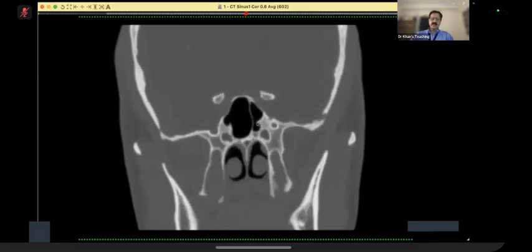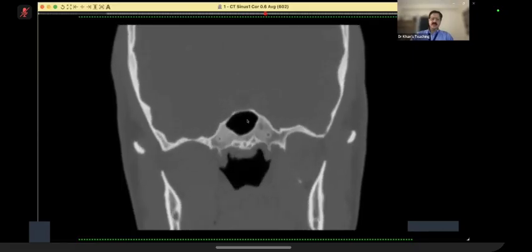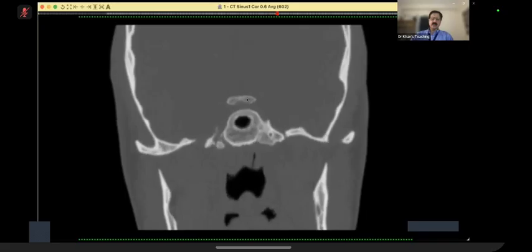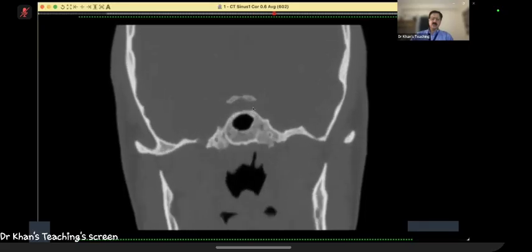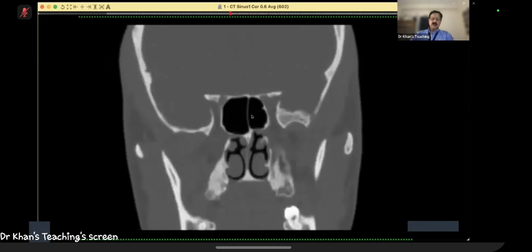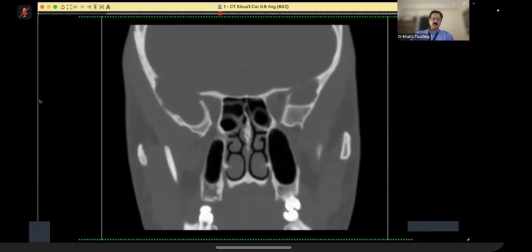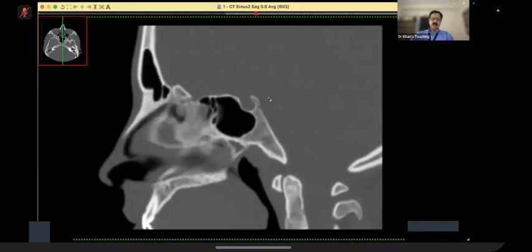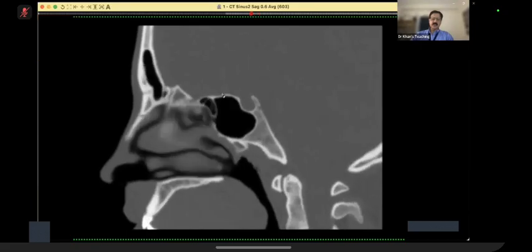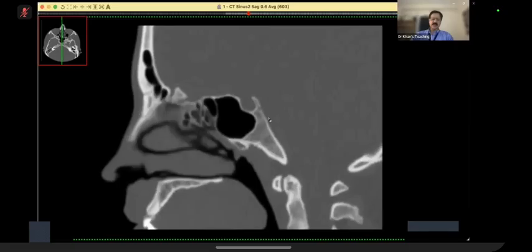And as we go back, these were the clinoids. This is the posterior clinoid, anterior clinoid. So the pituitary fossa will be here. Now, if you go to a sagittal, which of course I did not show you, but just to make a point, this is the sphenoid sinus, and this is the clivus, this is the pituitary gland.